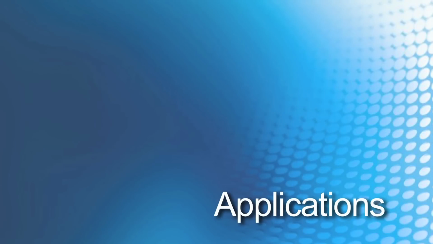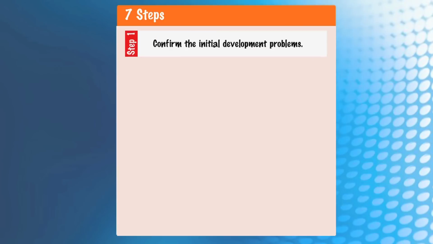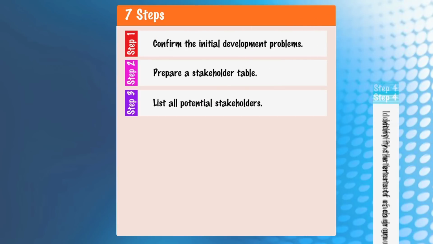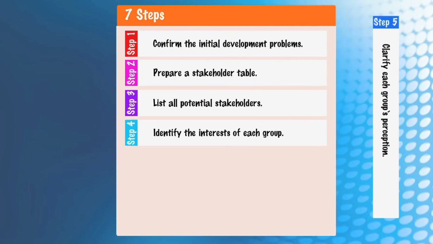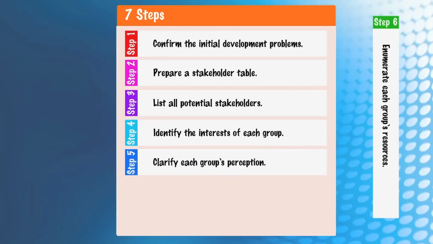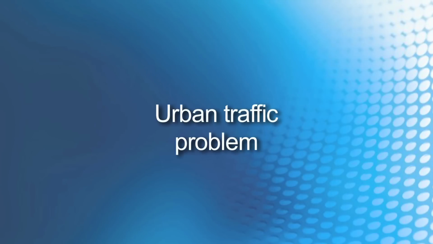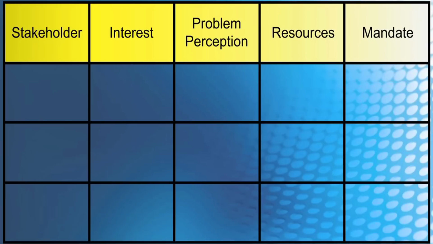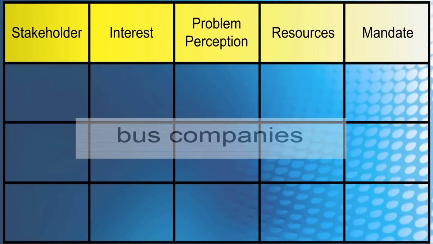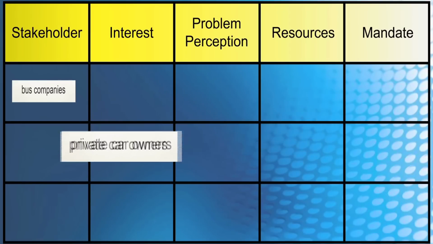Applications. And now comes the exciting part. We will simulate the stakeholders' analysis of an actual urban traffic problem. We can apply the 7-step process we described earlier. Step 1. Confirm the initial development problems. Step 2. Prepare a stakeholder table. Step 3. List all potential stakeholders.